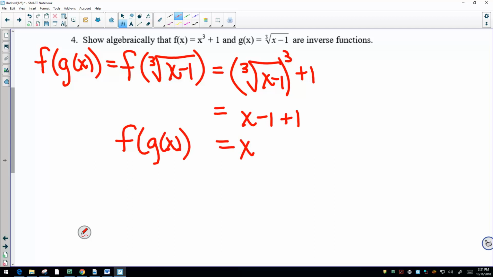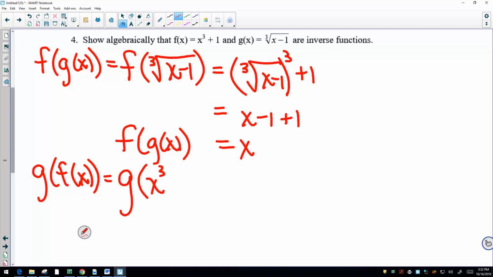But we have to show the other way as well. So I need to show the g of the f of x is also equal to x. So we start with the g function, and anywhere I see an x in the g function, I replace it with f of x, or I replace it with x cubed plus 1. So I have my cube root of x, and in place of that x, I'm going to write x cubed plus 1. And then we have a minus 1.